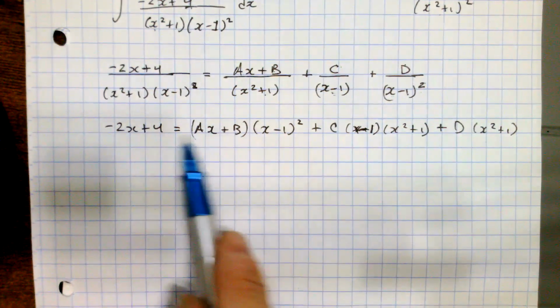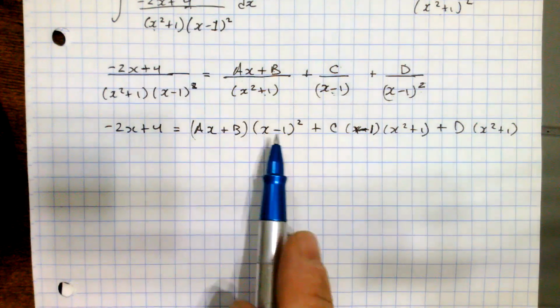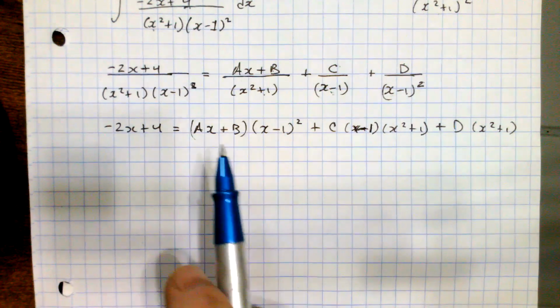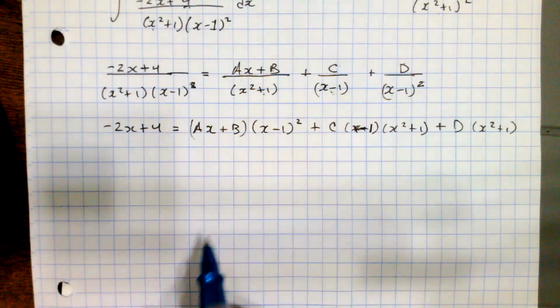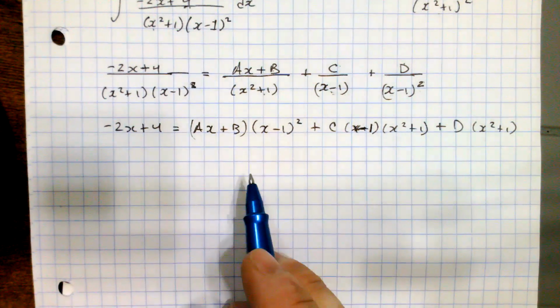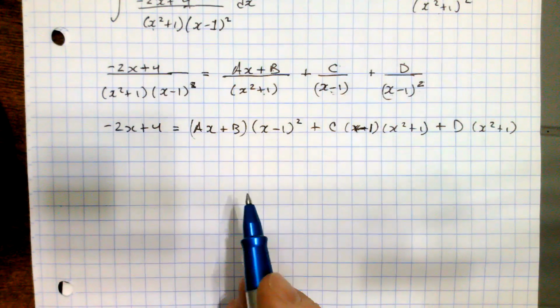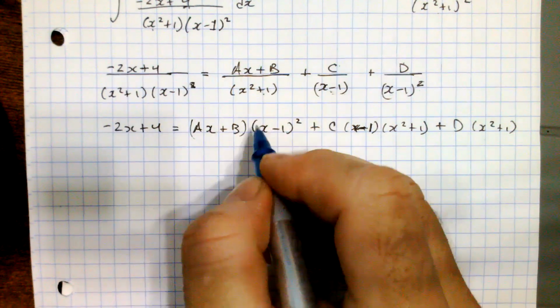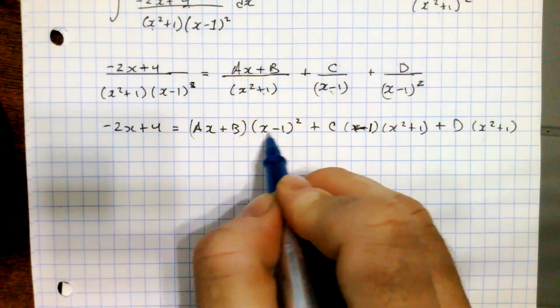Since in the previous two examples we had linear factors, we could just plug in values for x. In this case, we're going to do something called undetermined coefficients, which will allow us to create a system of equations based on the degrees of the various polynomials. Okay, all right. So first thing, I need to multiply this out.